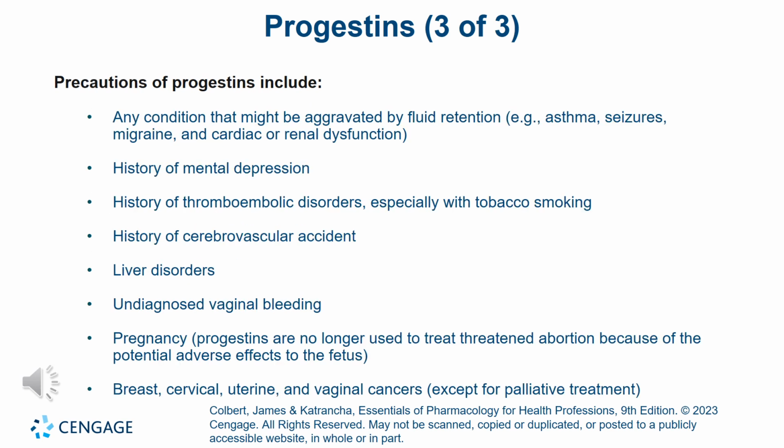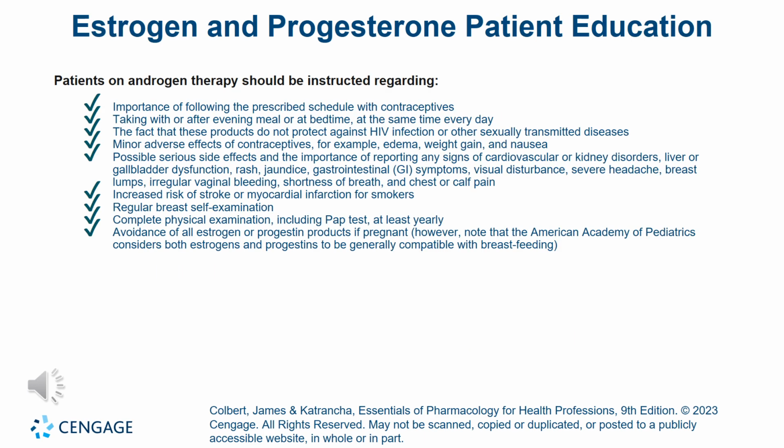Precautions of progestins include any condition that might be aggravated by fluid retention, such as asthma, seizures, migraine, cardiac or renal dysfunction, history of mental depression, history of thromboembolic disorders, especially with tobacco smoking, history of cerebrovascular accident, liver disorders, undiagnosed vaginal bleeding, pregnancy, breast, cervical, uterine, and vaginal cancers, except for palliative treatment. This slide provides valuable information for patient education for those taking androgen therapies.